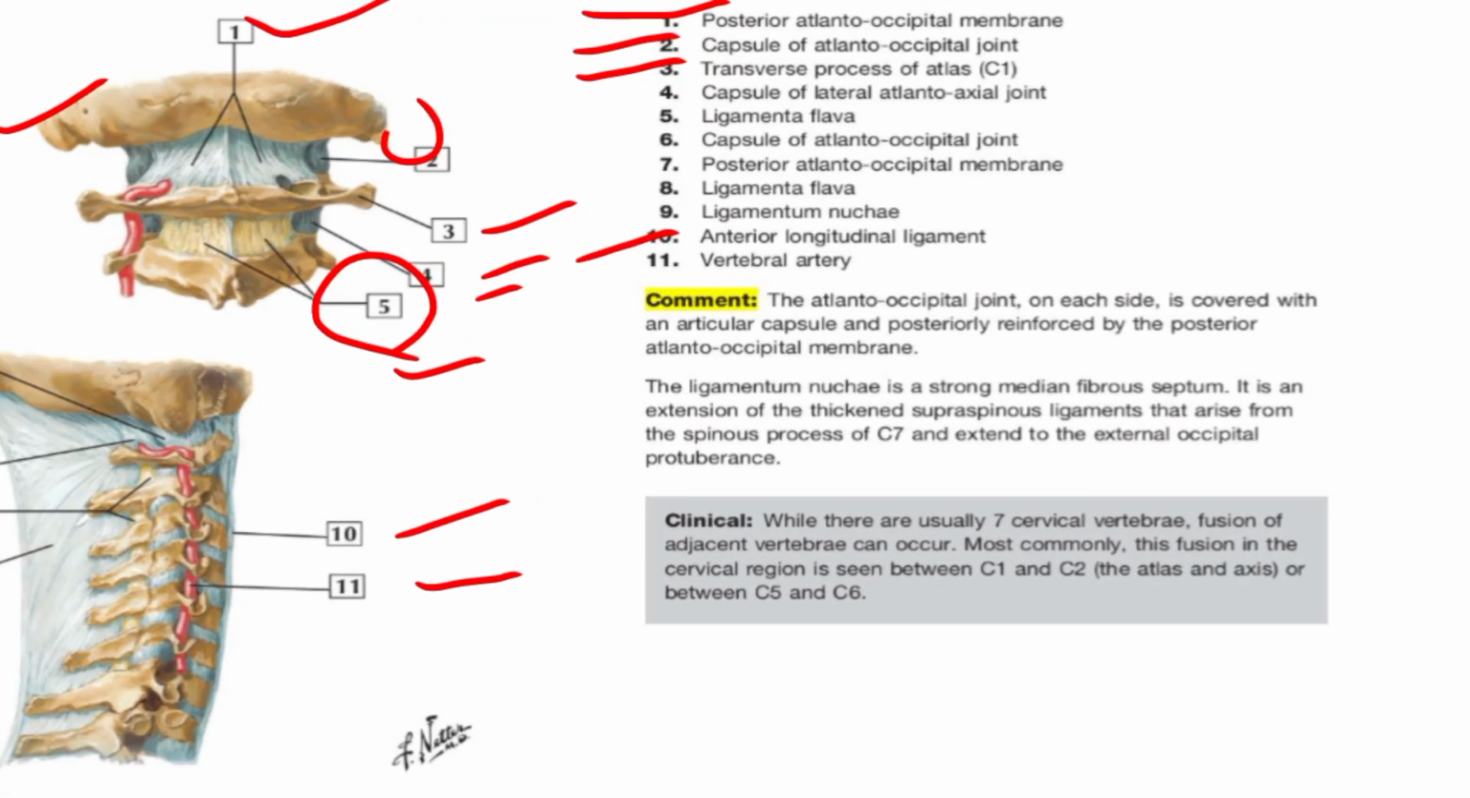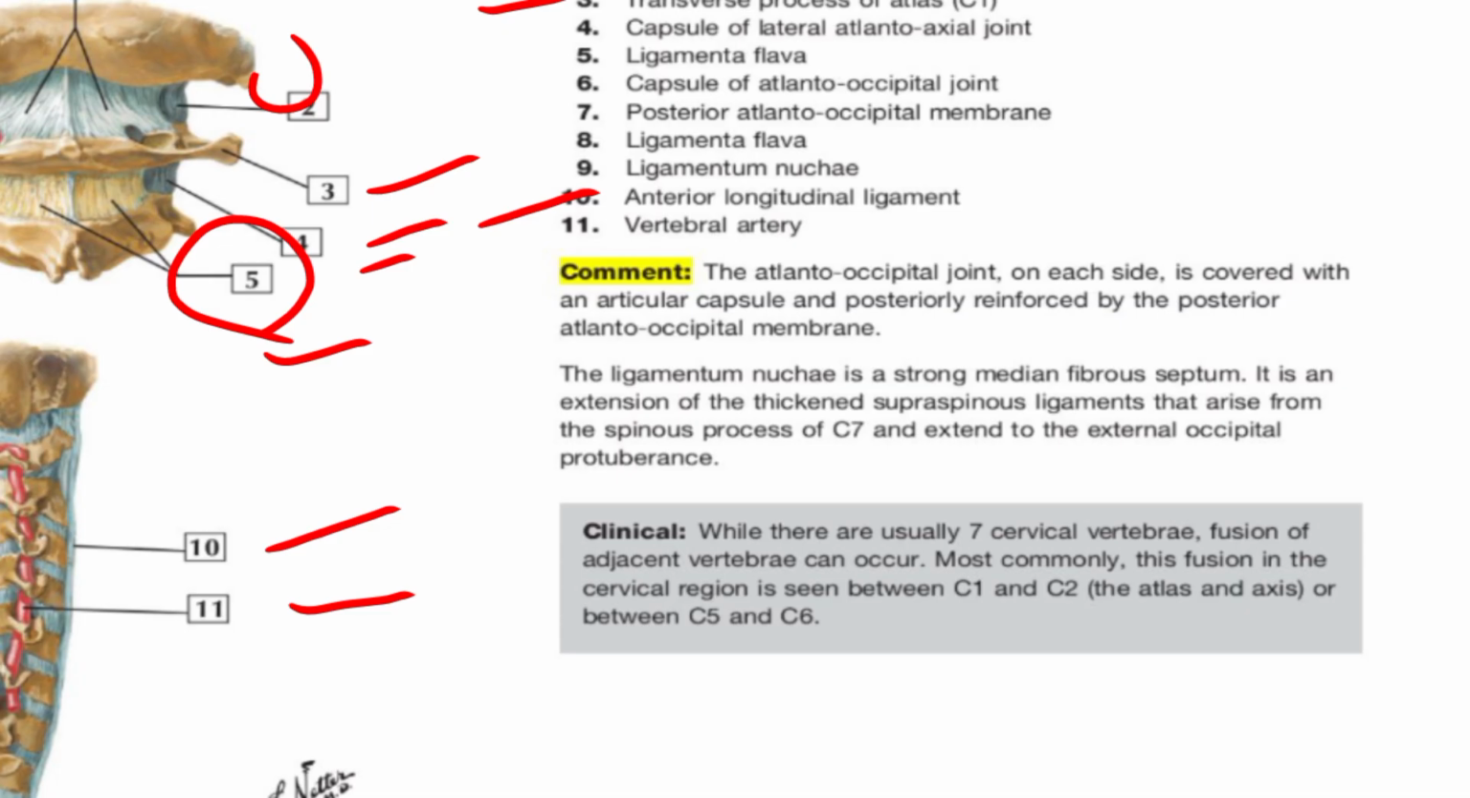Now we will discuss the atlanto-occipital joint. It is covered on each side with an articular capsule and posteriorly reinforced by the posterior atlanto-occipital membrane. Anteriorly we have a capsule and posteriorly the membrane. Ligamentum nuchae is a strong median fibrous septum. It is an extension of the thick supraspinous ligament, which rises from the spinous process of C7 and extends up to the external occipital protuberance.